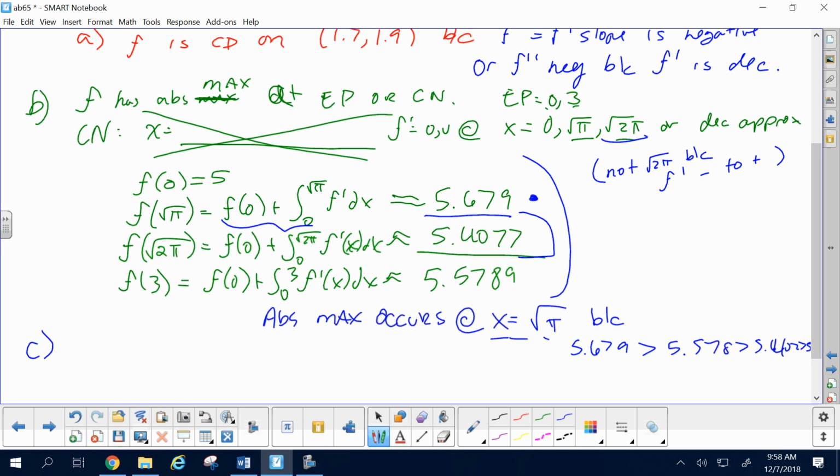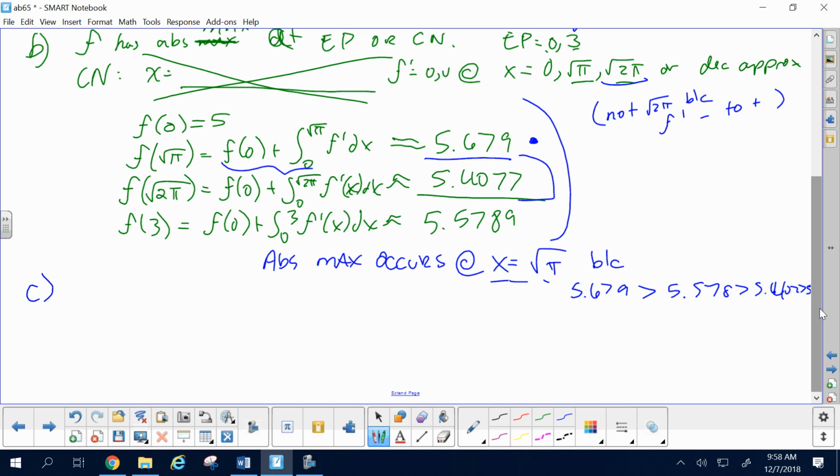And C. C is find the equation of a tangent line at x equals 2. What do you need to find a tangent line? A point, a slope, and then you write point slope, right? The point, they give you the x. Chances are, if you did that last one successfully, then you'll find the point successfully. How do I find f at 2? Plug it into the original f prime equation. That's for the slope. How do I find f at 2? Fundamental theorem. F at 0 plus change in f gives you f at 2.